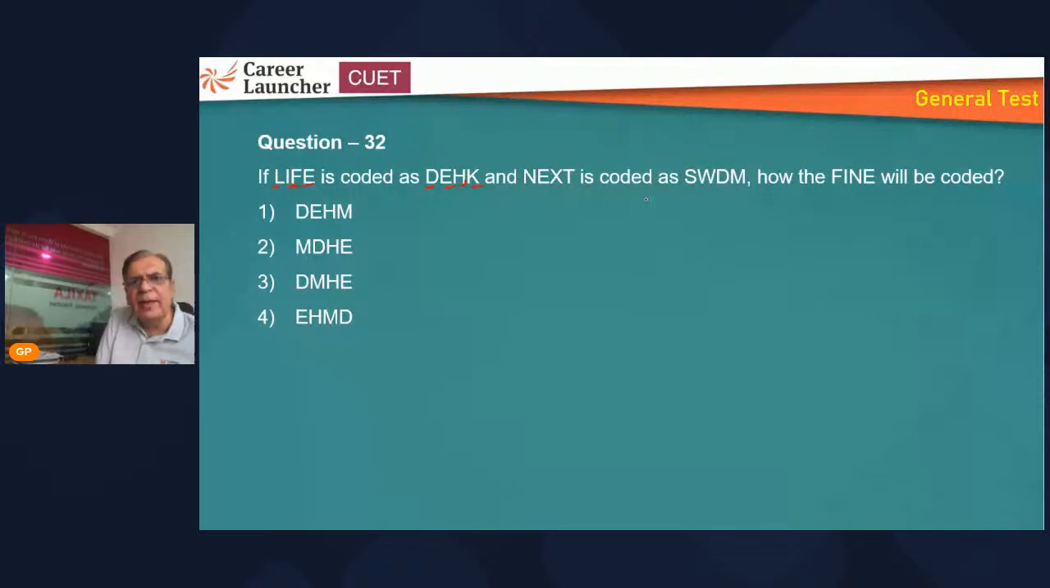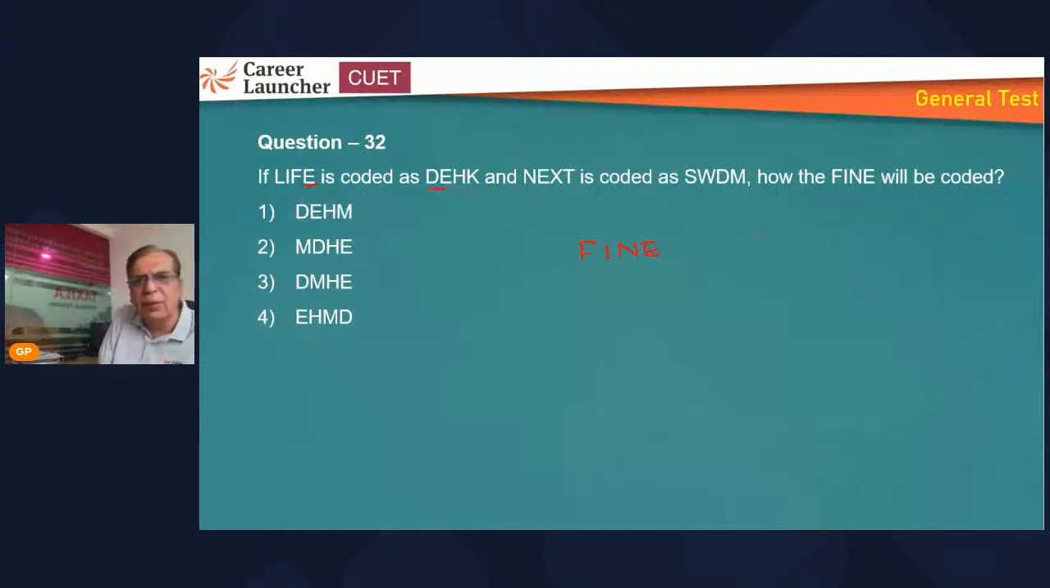And next is coded as SWDM. We do the same thing. E means F. That means fine. E should start with one alphabet earlier, D. We reverse. So this should be the answer. This should be good enough to give you the answer. But even if you want to go further, just a second. So we have fine, F-I-N-E. F, it becomes the next one.